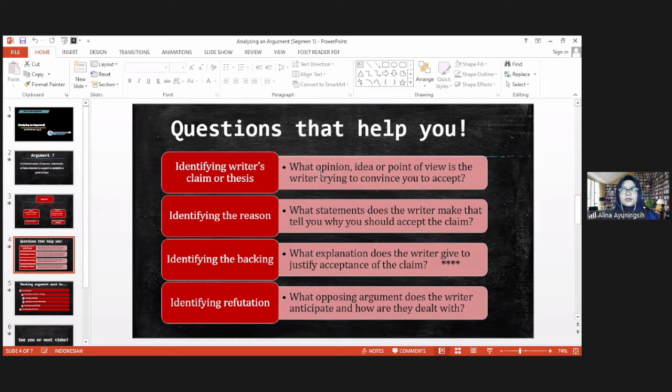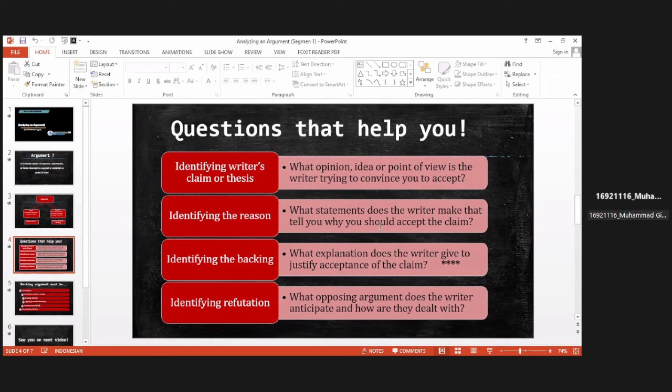Karena si authornya mau bilang kalau dia sangat agree dengan school uniforms, dan kenapa dia agree, dia akan memaparkan alasan-alasan kenapa dia agree dengan penggunaan school uniforms. Does that answer your question, Gibran?